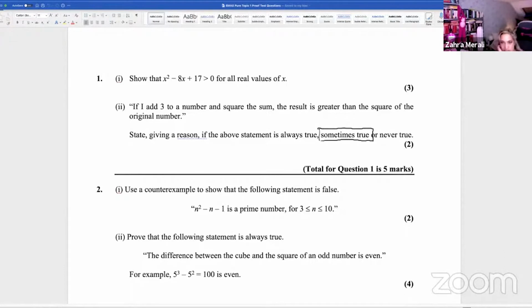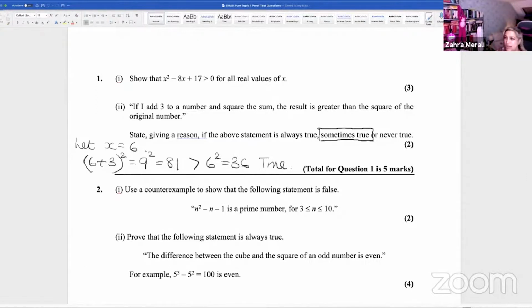But let's try it. So let's pick a number. So I'm going to add 3 to a number. I'm going to pick any number. Let's say let x equal 6. I'm going to add 3 to the number. So 6 plus 3 equals 9. So 6 plus 3 squared. And that gives me 81, which is greater than 6 squared, which equals 36. So when x equals 6, it's true.